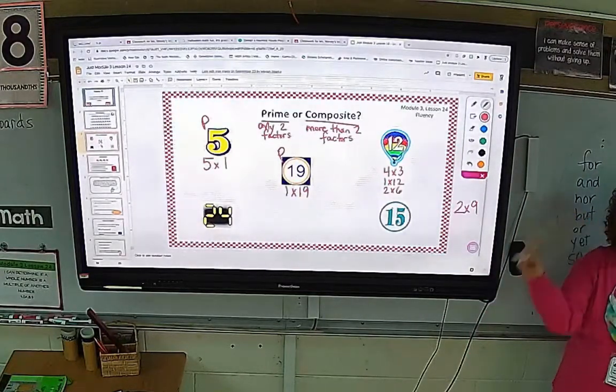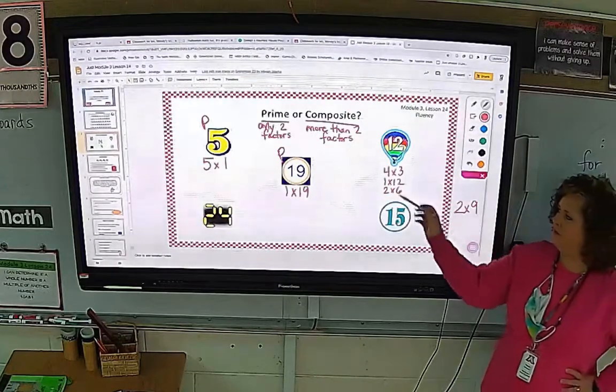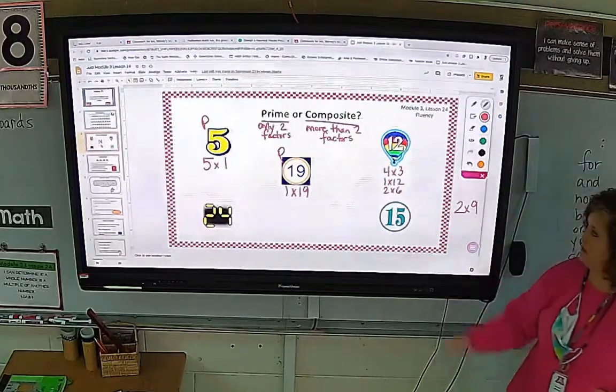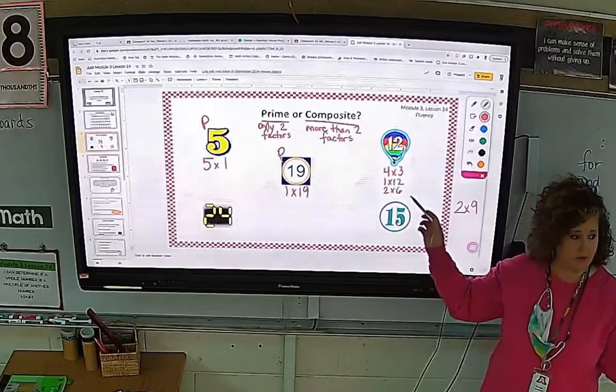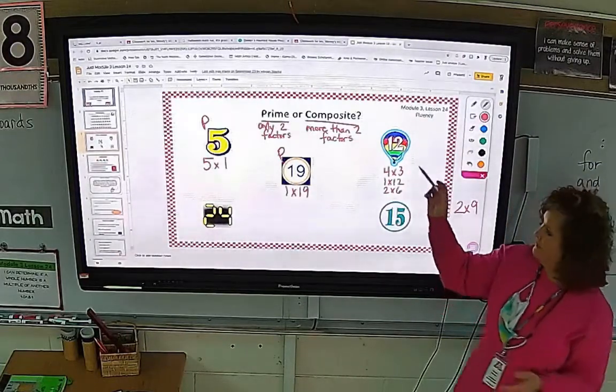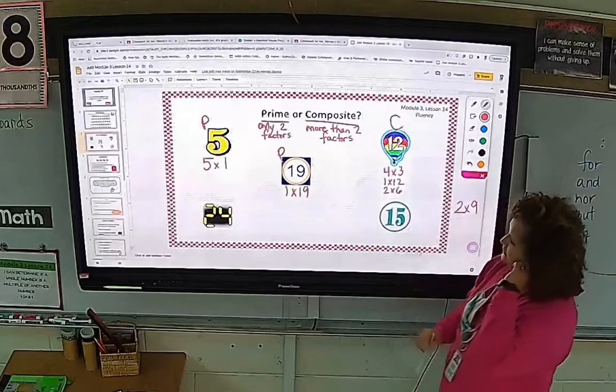Okay, and this is definitely easier to see when we do our arcs. But right now we're just thinking of our multiplication facts. So this number is either prime or composite. Which one? Composite. Definitely composite. It has more than 2 factors.